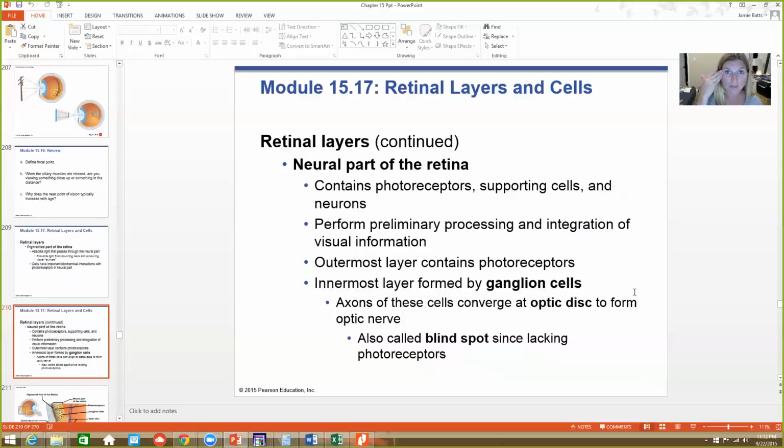That's where the optic nerve leaves our eye. So there's obviously no photoreceptors there because that's kind of like the hole in the back of our eye. So it's called a blind spot. You can see your blind spot if you go into an unfamiliar area.